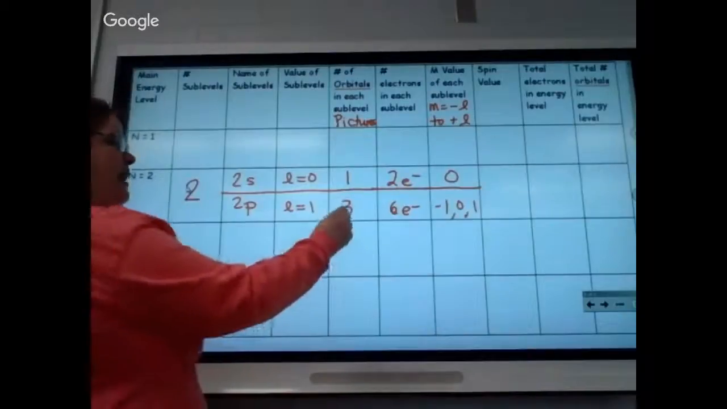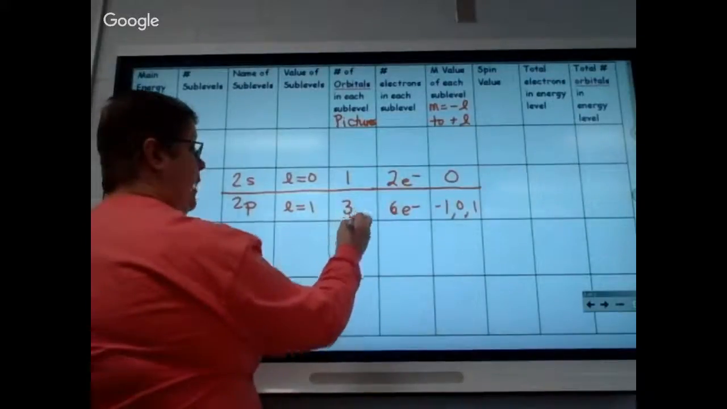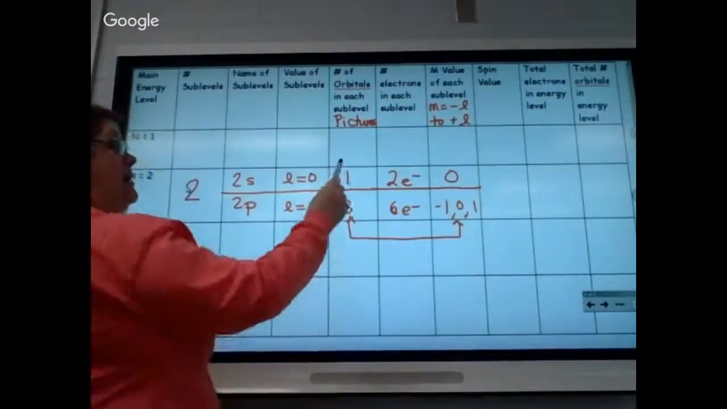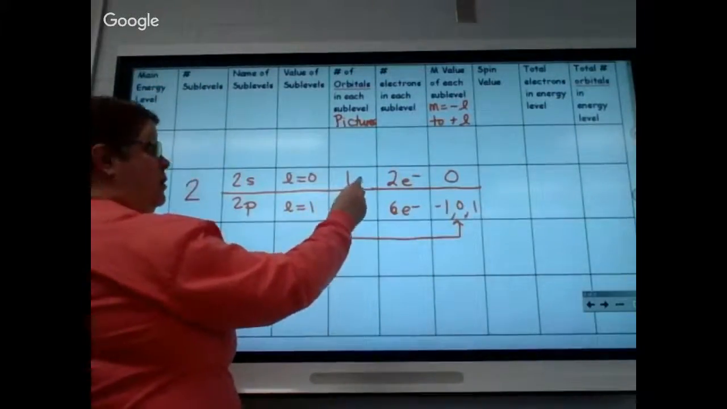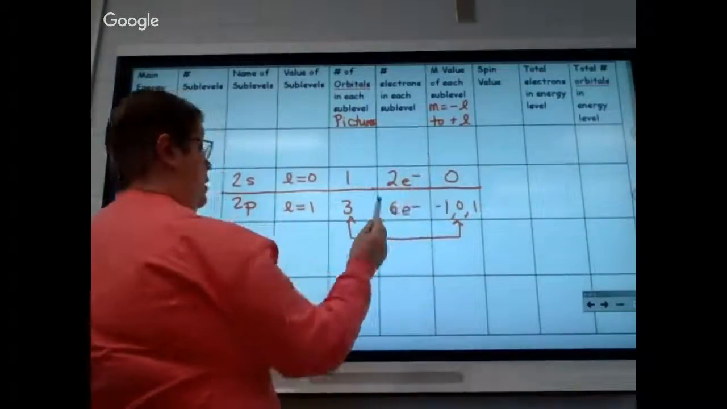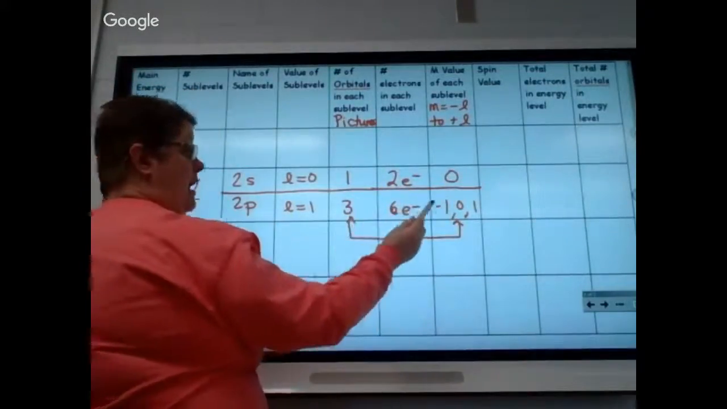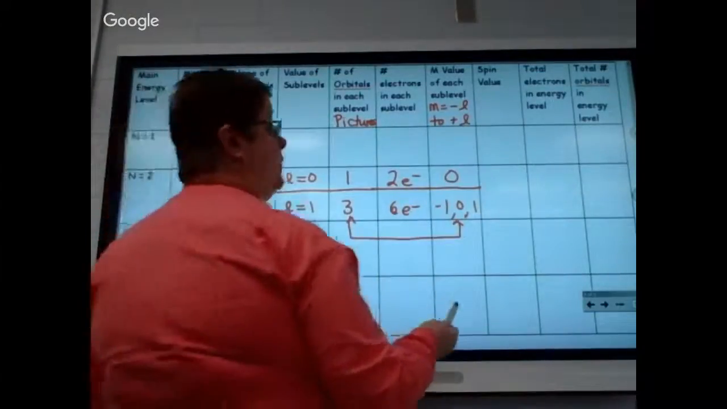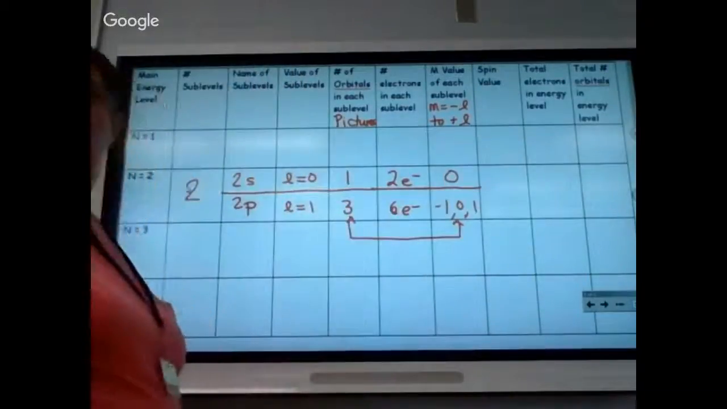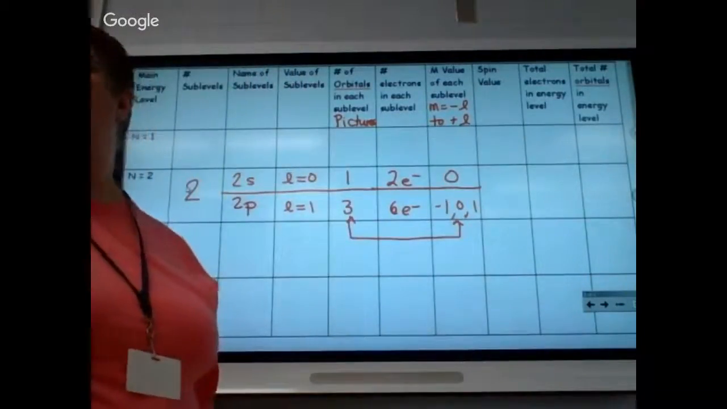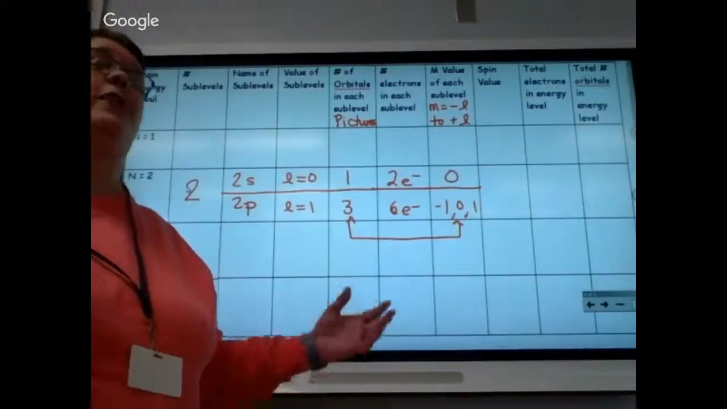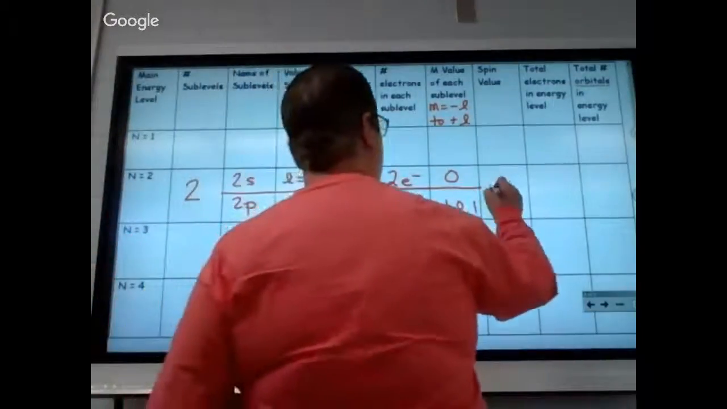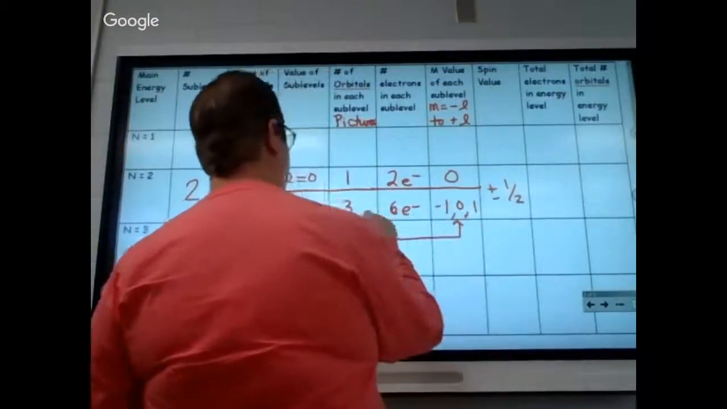Now, this column should correspond to that column. I said there's how many pictures? So I should have how many numbers? Okay? Now, the spin value. What's the spin value? Plus or minus 1/2. It just tells us they spin how? Clockwise and counterclockwise. For both? Yep.